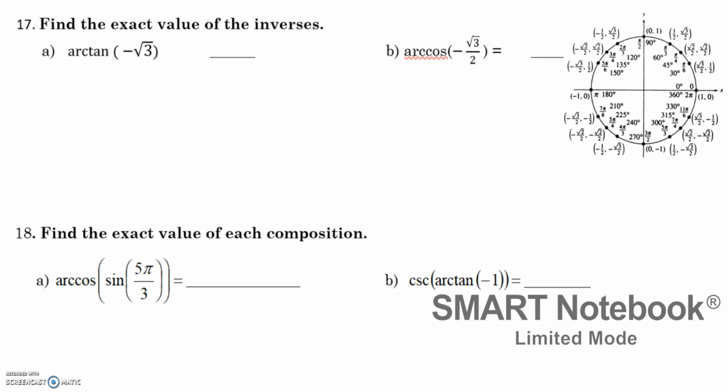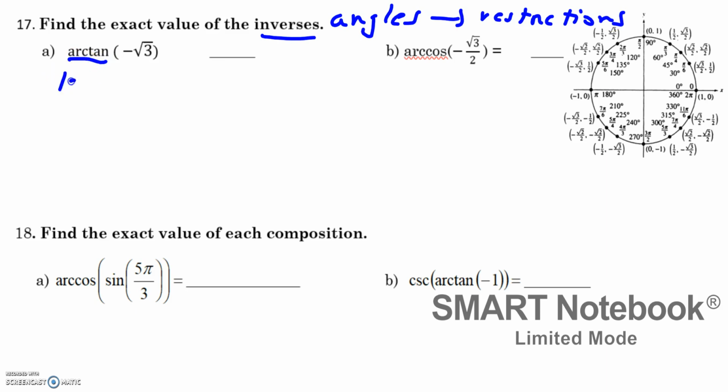Number 17, find the exact value of the inverses. When you're dealing with inverses, we're dealing with the arc, and inverses really help you find angles. So both of these answers should be angles, but with these angles, we also need to deal with restrictions. So I'm thinking arctangent is restricted to quadrants 1 and 4, and I cannot cross this axis here, I'm stuck in these two quadrants.